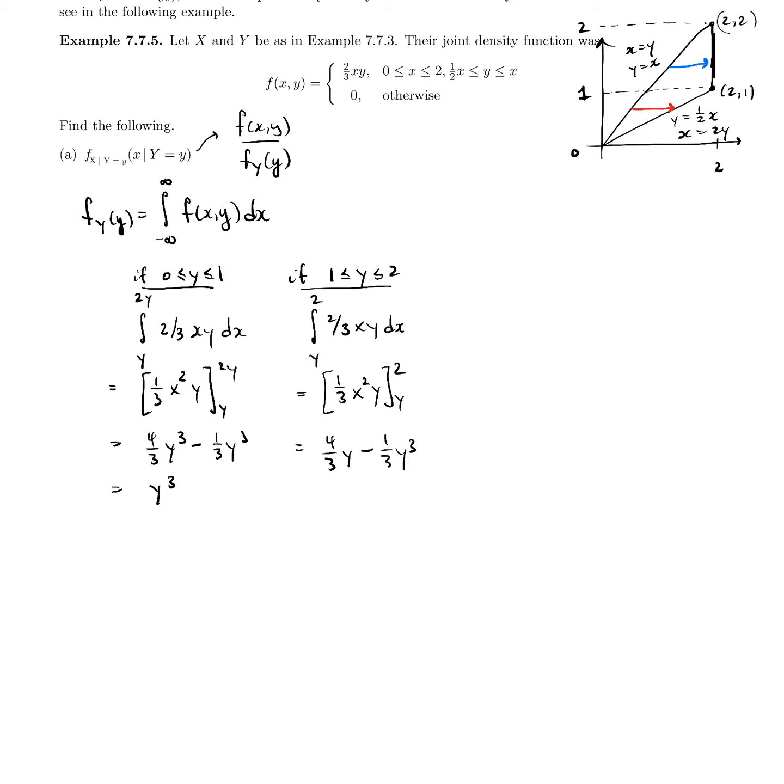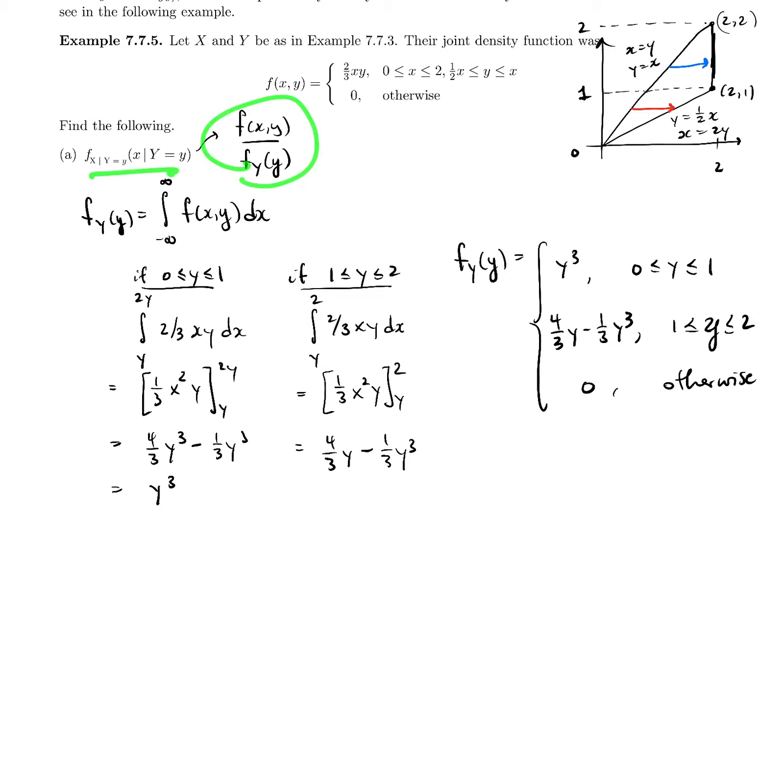So our marginal function is actually a piecewise function, so we'll describe it in two non-zero pieces. The first piece is y cubed, and that is valid when 0 is less than or equal to y is less than or equal to 1. The second piece is our slightly longer 4/3 y minus 1/3 y cubed, and that was valid from 1 is less than or equal to y is less than or equal to 2, and 0 otherwise. So there's the marginal. Now that is going to be the denominator of our conditional density function.